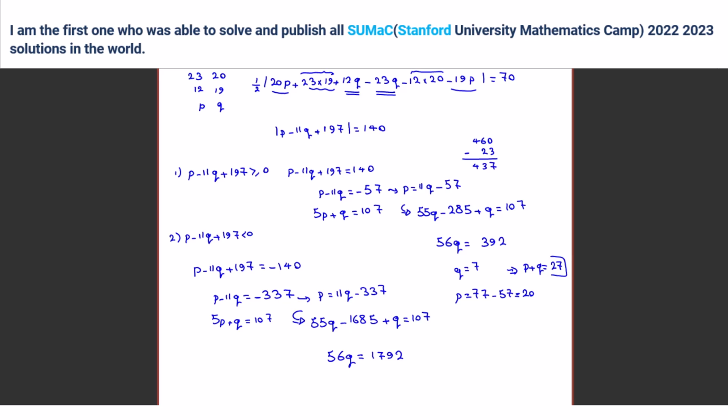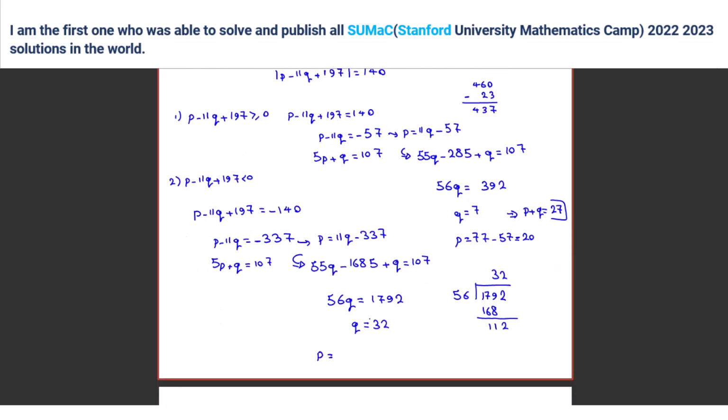This one plus this one, this is 1792. Yes. And q is what? 32. Yes, 1792 divided by 56 is 32. Good job. Q is 32. So P is what? P is 11 times 32, which is 352, right? 352 minus 337 is what? That should be 15. P plus Q in this case is 47. So the answer is what?